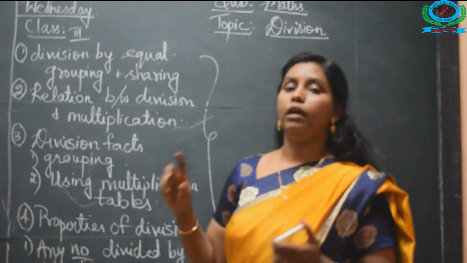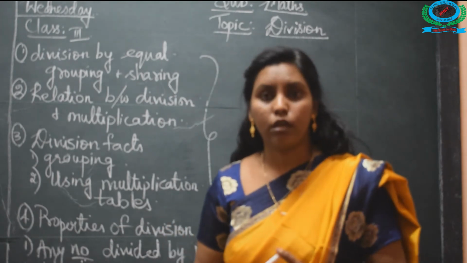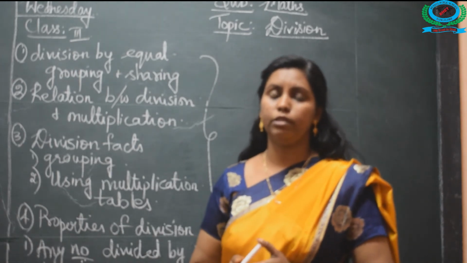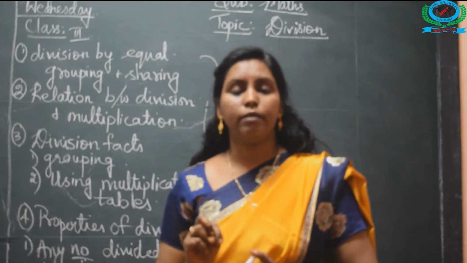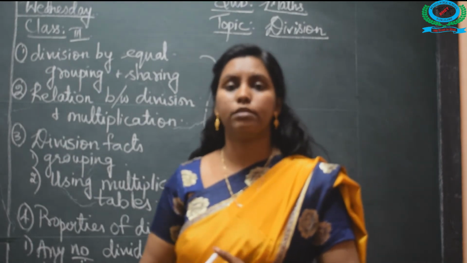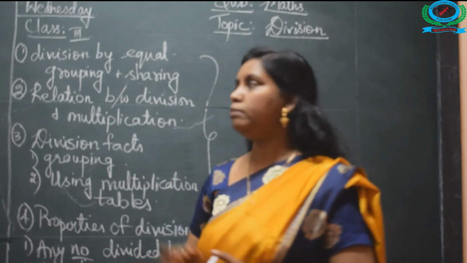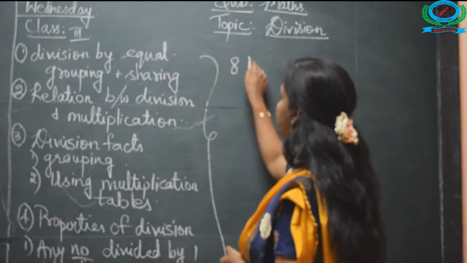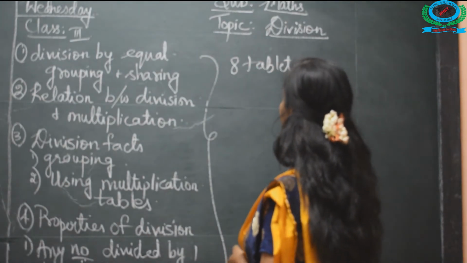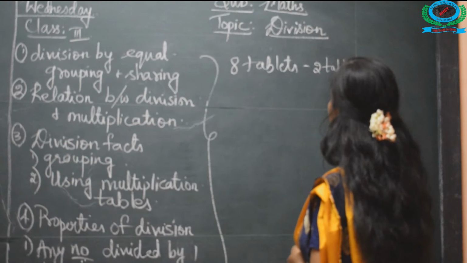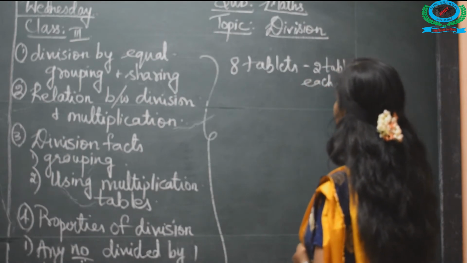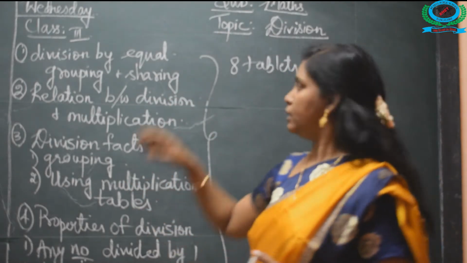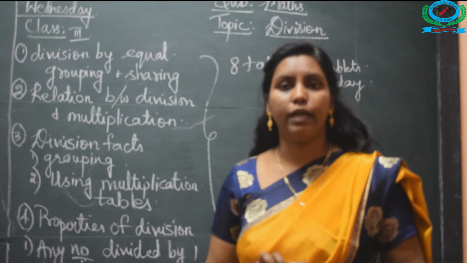For example, if a person goes to the medical clinic and he gets 8 tablets. The doctor gives him 8 tablets and asks him to take 2 tablets in one day, that is morning and night. So how will the 8 tablets be divided? 2 tablets each day they have to consume. So for how many days can these 8 tablets be taken by that person?